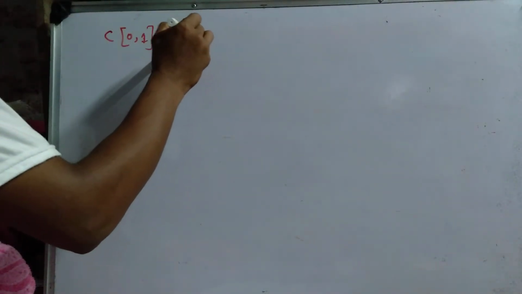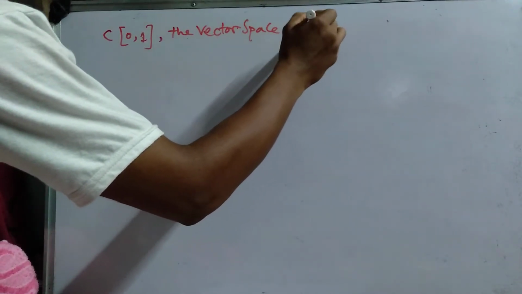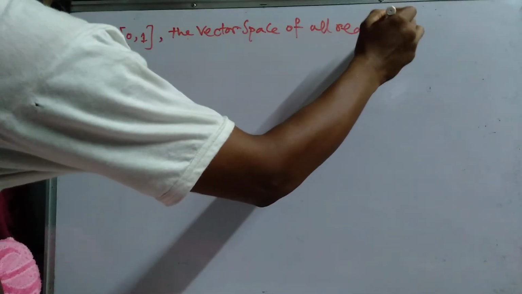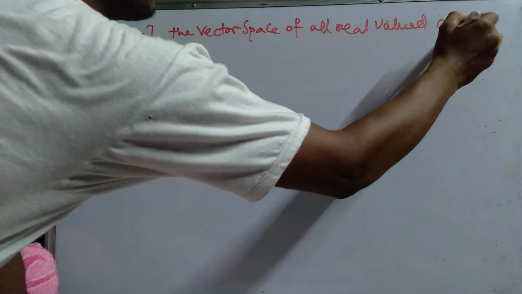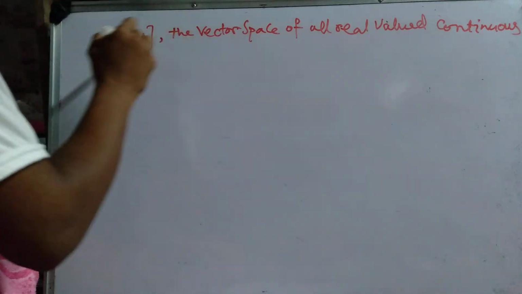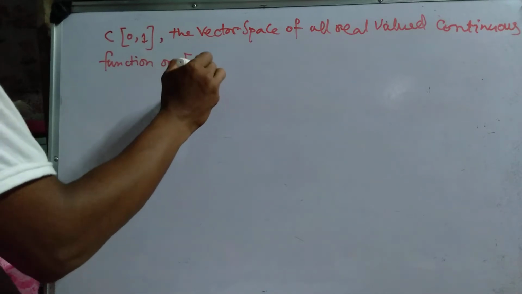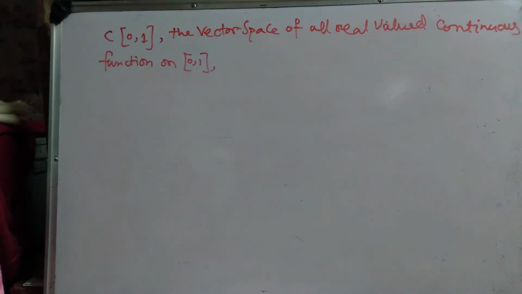Now we see C[0,1]. C[0,1] denotes the vector space of all real valued continuous functions on [0,1]. Okay, all real valued continuous functions on [0,1].